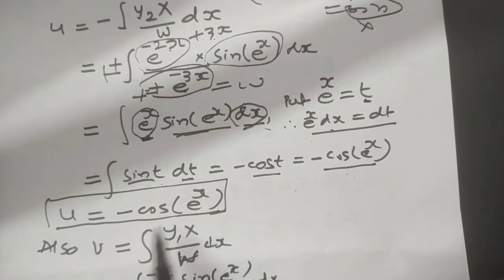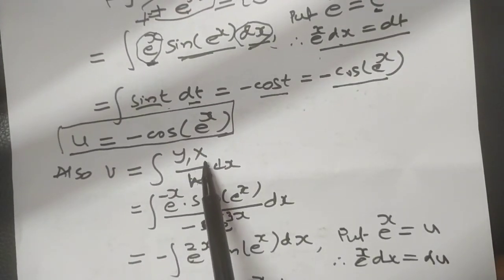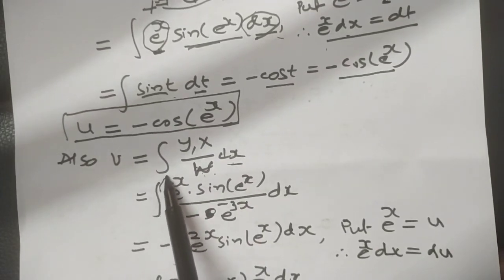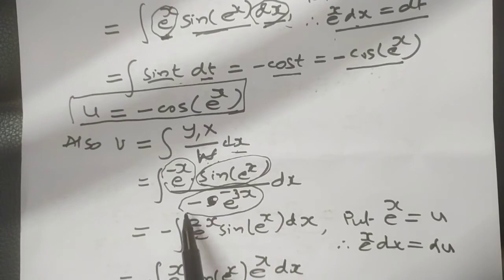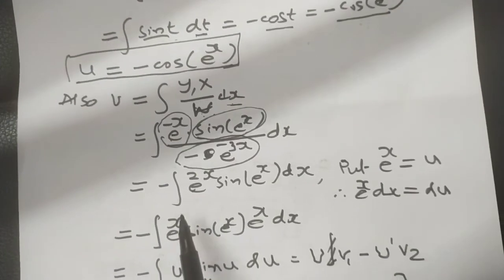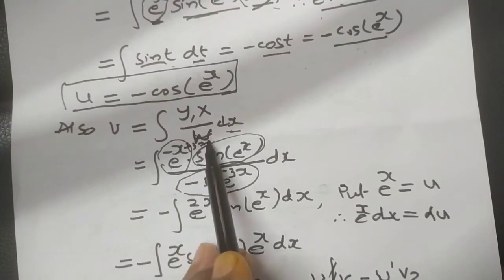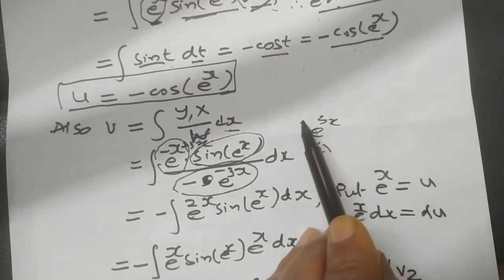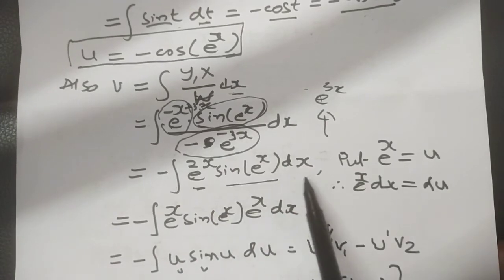So this is u. Similarly, we can find v in the similar manner. It is the integral of y1 X divided by w into dx. So y1 is e raised to minus x, capital X is sine of e raised to x, and this w, the Wronskian, is minus e raised to minus 3x. Now I simplify again by laws of indices, taking this to the numerator, it becomes e raised to 3x, and plus 3x minus x is e raised to 2x, then sine of e raised to x dx.